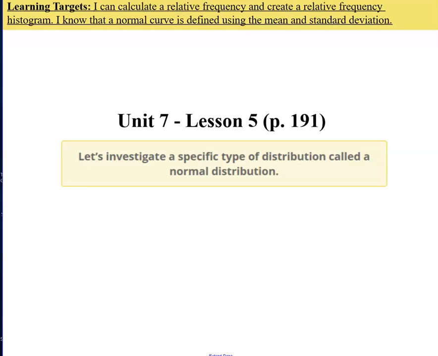Hey everybody, today we're on Unit 7, Lesson 5. You can open your workbooks to page 191, and we will be investigating a specific type of distribution called the normal distribution.